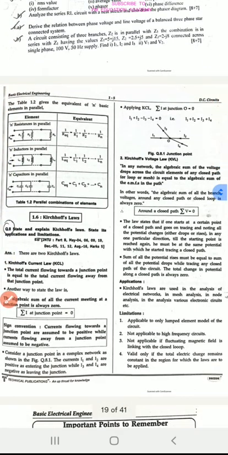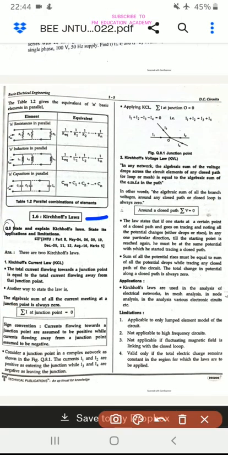So here, what all you have to write, I'll show you. You already know what Kirchhoff's laws are. I'm not explaining because it is a theory and you already know. I'm just discussing the answers.